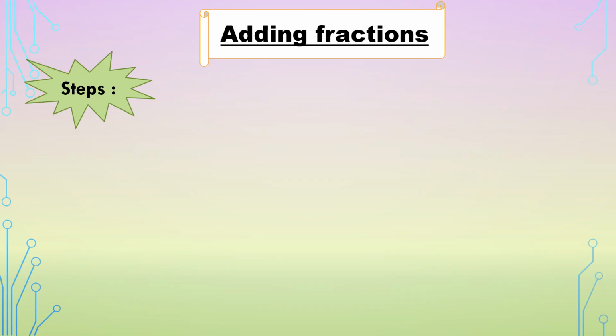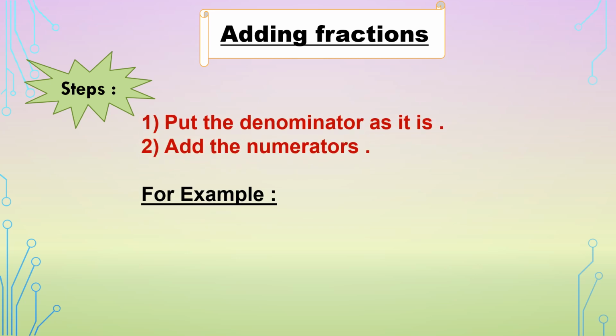Let's start with a new part of fractions. It's called adding fractions. Our steps. What about adding fractions? Number 1, put the denominator as it is. Number 2, add the numerators together. For example, to be clear, 2 over 7 plus 4 over 7.